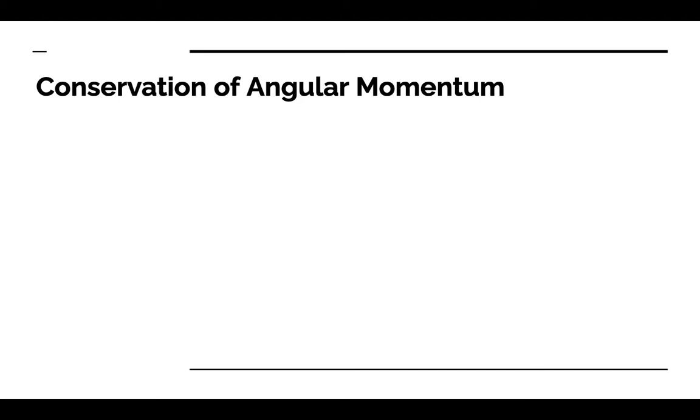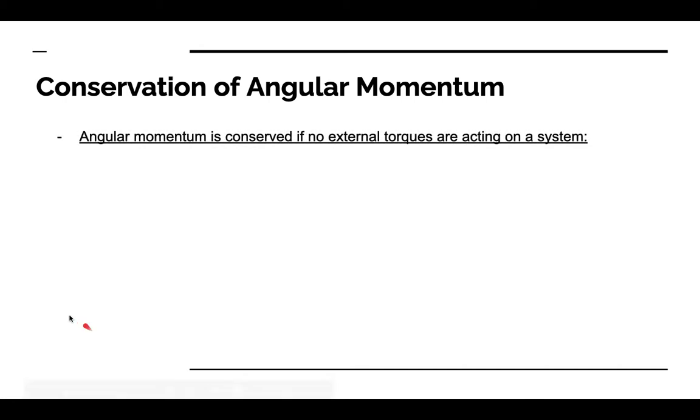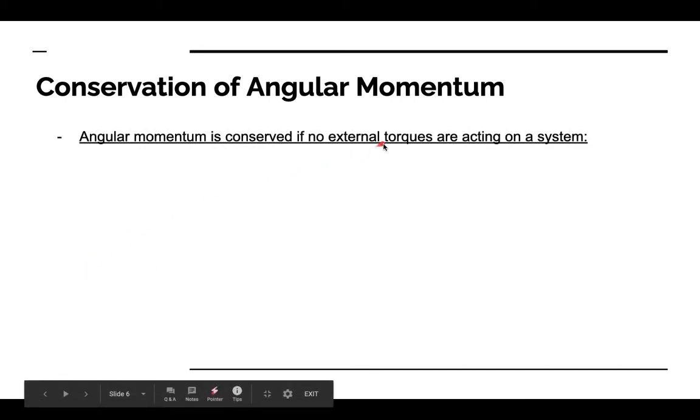So next we come to conservation of angular momentum. Just as linear momentum is conserved for a system, so too is angular momentum conserved for a system where no net external torques are acting. All right. So again, the big caveat is no net external torques are acting on a system.